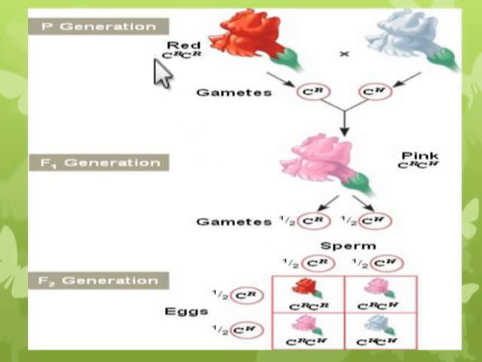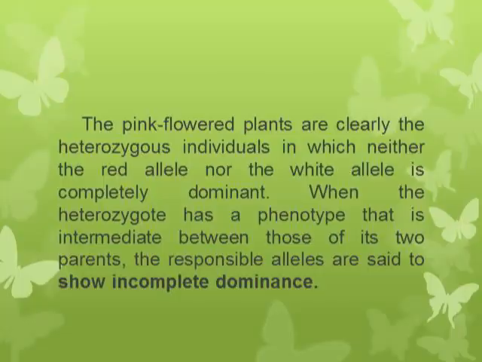So we can see here the first is the parental generation. We have the red and the white flower. That when crossed produces pink flowers. So it is the first filial generation and then the second filial generation. The pink flowered plants are clearly the heterozygous individuals in which neither the red allele nor the white allele is completely dominant.